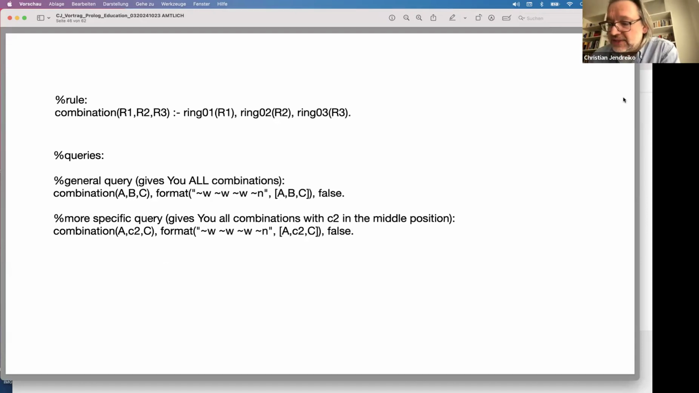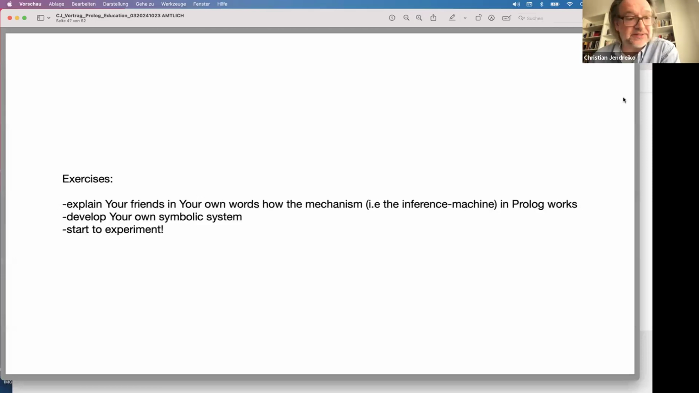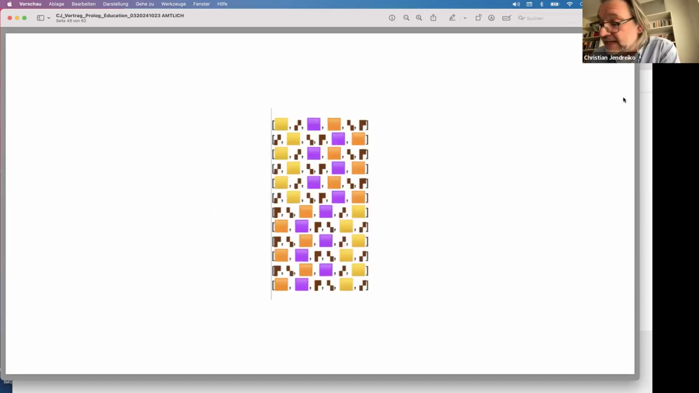And this code is the blueprint for almost all the code we are writing and experimenting with in the beginner's course. 2 things are added later, transitivity and DCGs, but that's it. The code does come along with 3 exercises. Explain to your friends in your own words how the mechanism, which is the inference machine in Prolog, works. Develop your own symbolic system and start to experiment. And here I show you 3 examples of what students develop out of this.